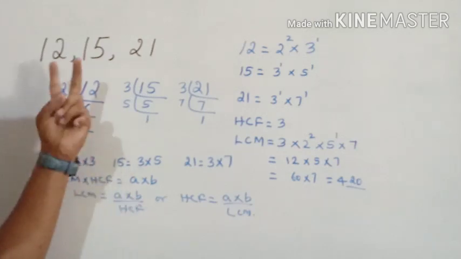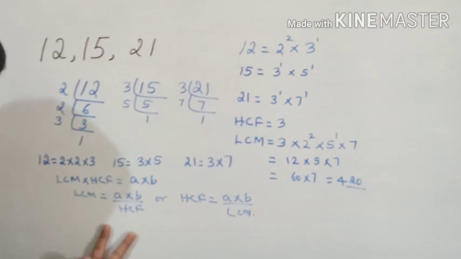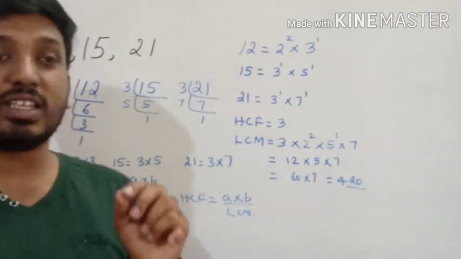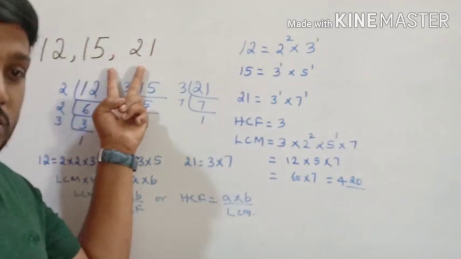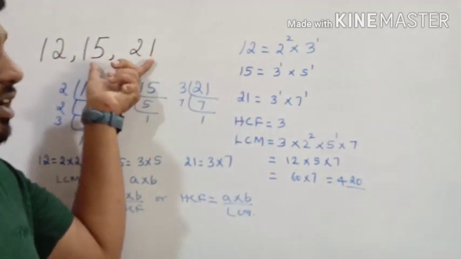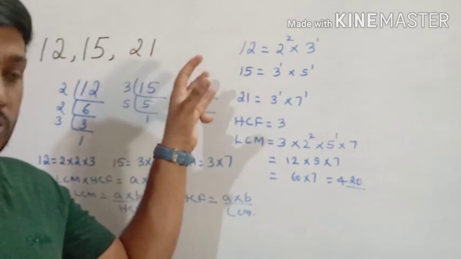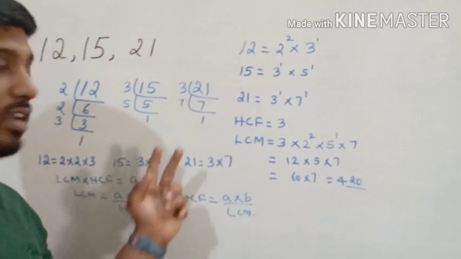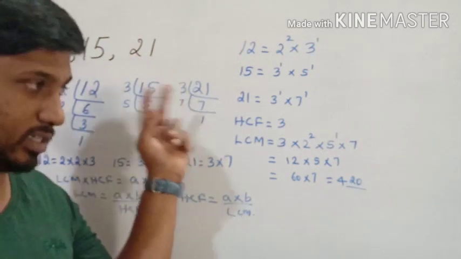Here I have used 3 numbers. I have given you the relation for 2 numbers, and I request you to comment the relation between HCF and LCM for 3 numbers. If not, I will be starting that in the next video.